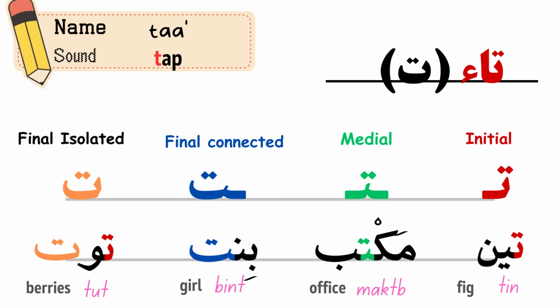Word teen shows the initial form of the ta. Word maktab shows the medial form of the ta. Word bint shows the final form connected of the ta. And word toot shows the final form isolated of the ta and also the initial form of the ta.